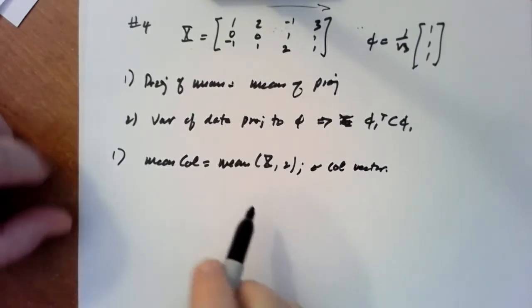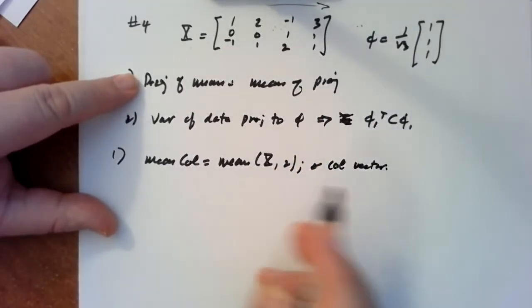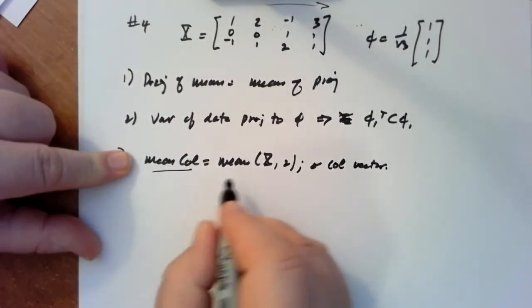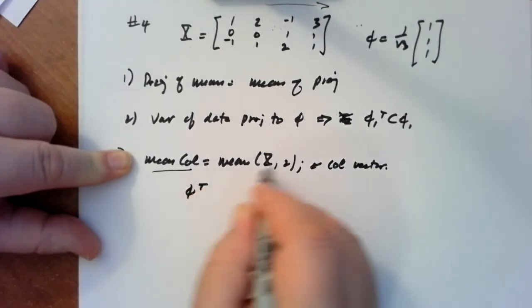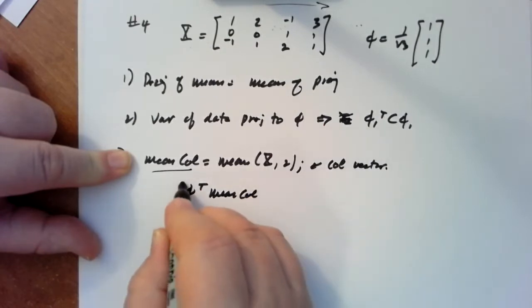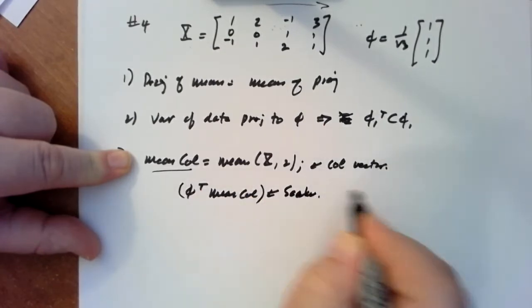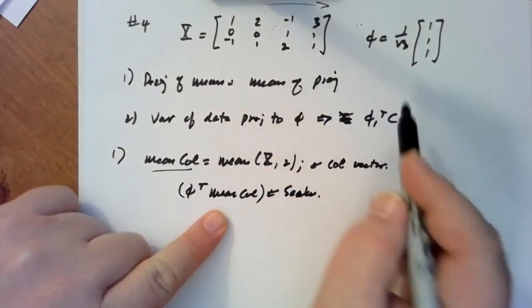Good. Now, how do you project the mean? The projection of the mean is the scalar projection, right? Once you have your mean, you just take phi transpose times your mean column. And this should be a scalar. And that should be the same as the mean of the projection.